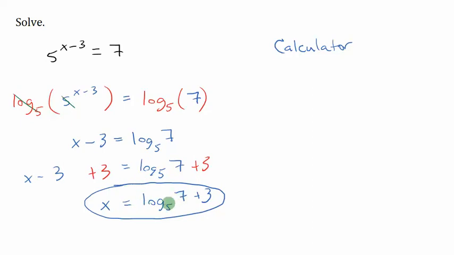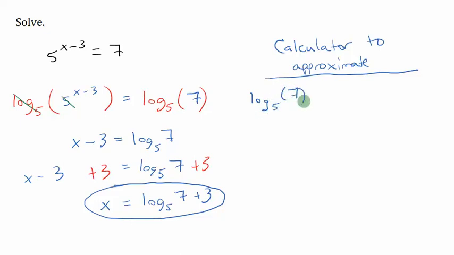Oftentimes we're asked for an approximate answer, so we'll use a calculator to approximate if we're required to. Two different ways. You could type in log base 5 parentheses with a 7 inside plus 3. And it's important to understand that in this expression, the only thing you're taking log base 5 of is the 7. So this whole thing is one expression. You calculate that, and then you add the 3. So some calculators, you can do this. Other calculators, you cannot type in log base 5, okay?